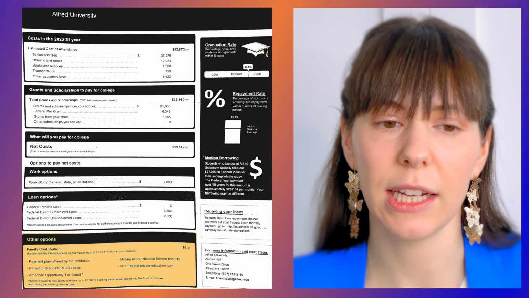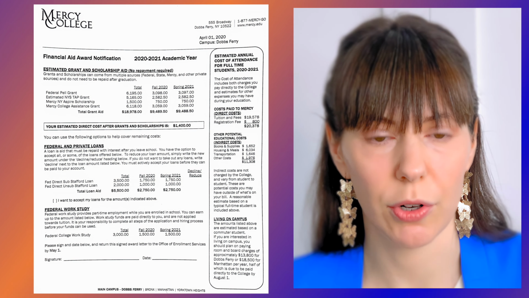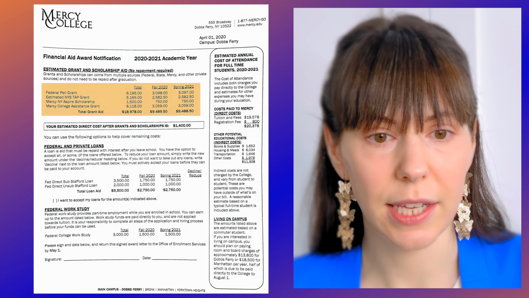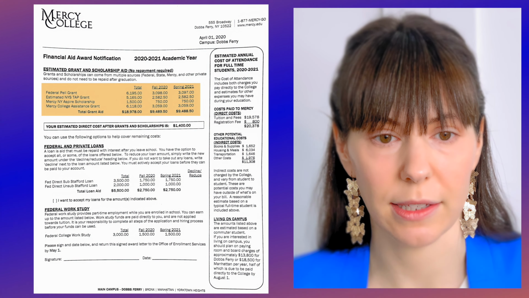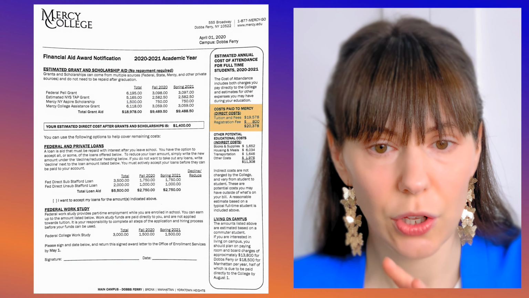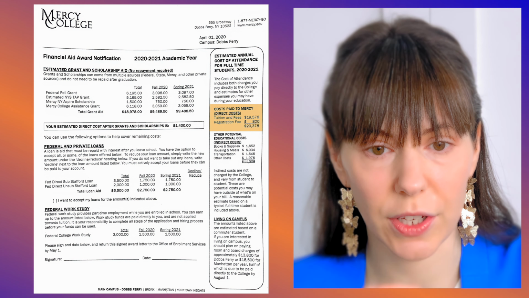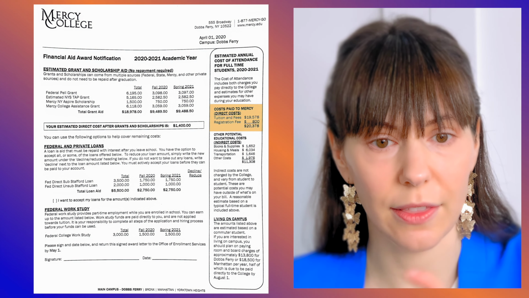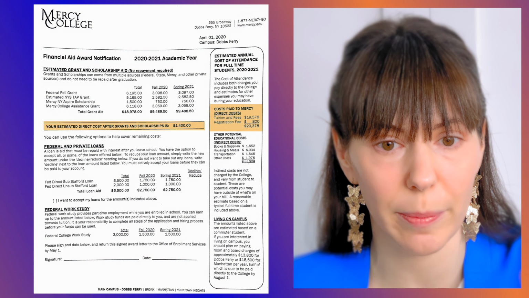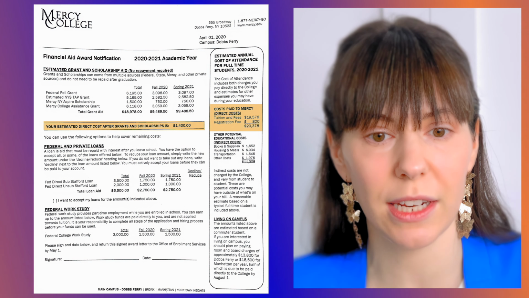Okay, let's look at the next letter. This is for Mercy College, also for Miguel. And if you look at the top, they tell you all of the scholarships and grants. That's amazing. So he got all of that money. And then on the right side, you see that they've given him the tuition and fees, $20,000, and they subtracted those things. So they have the $20,000, and then they subtracted the grant and scholarship, and they say, hey, you're only going to have to pay $1,400.